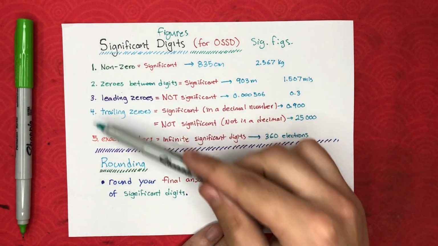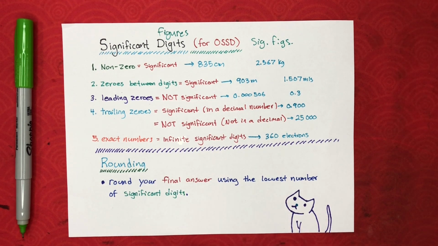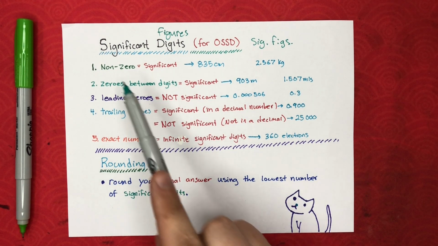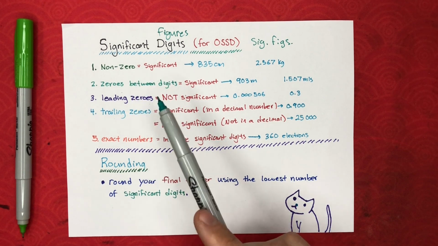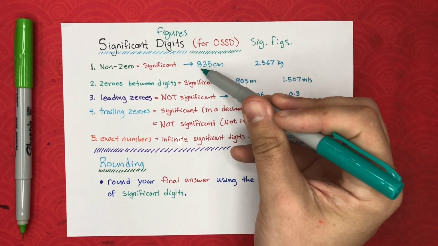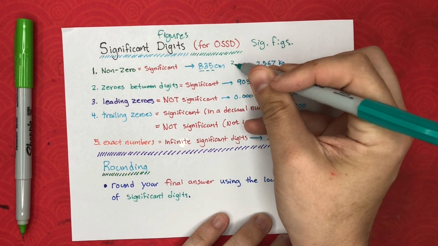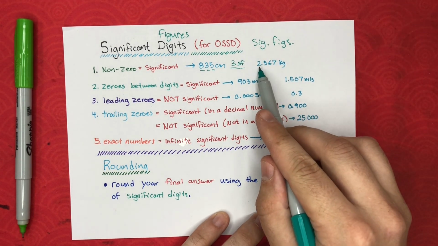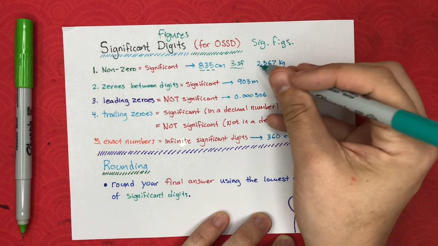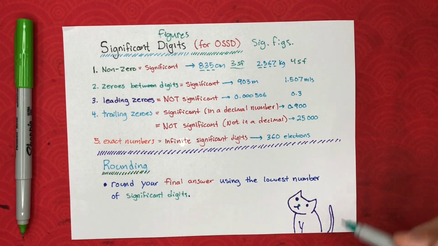So the 5 main rules that we're going to be talking about today are for identifying significant digits or significant figures. The first rule is the non-zero rule. If a number is non-zero, then it is significant. So this number here, 835 centimeters, it has 1, 2, 3 sig figs. So that'd be 3 sig figs. This number right here has a 2, 5, 6, and 7. So that has 1, 2, 3, 4 significant figures. These are all non-zero numbers.